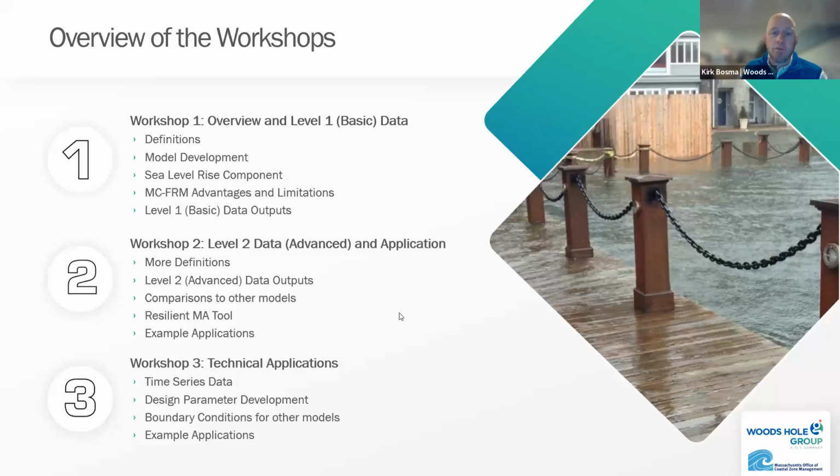So let's start with an overview of where we've been. Workshop 1 focused on that level 1 basic data. We'll go over that real quick to refresh people on what that is. Level 2 is a little bit more of the advanced data and some of the tools it was being used for. And what we're focused on today is really these technical applications and some of the more specific types of outputs that you can get that are a little bit different than just standardized publicly available data that will be out there.